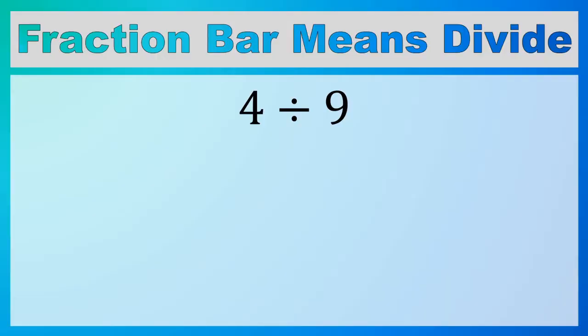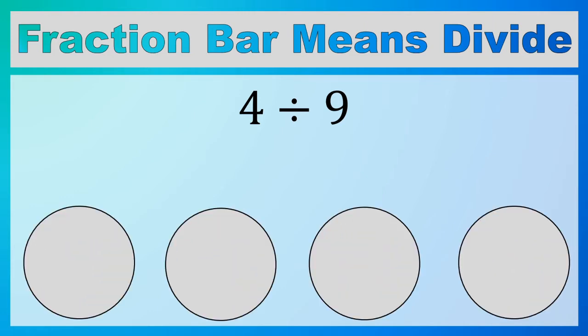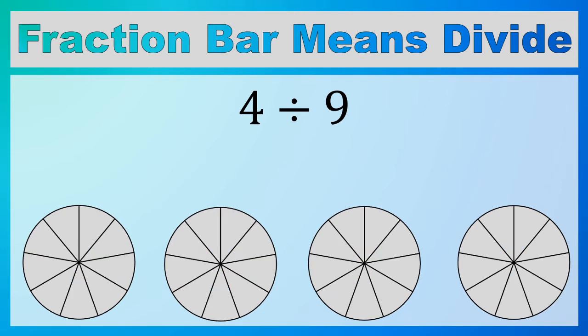To solve 4 divided by 9, we get 4 pieces and we arrange them in 9 groups and see how many in each group we have. So let's get 4 pieces. To arrange them into 9 groups, let's split up each circle into 9 parts. This will not change how much we have. We still have the same amount of gray.